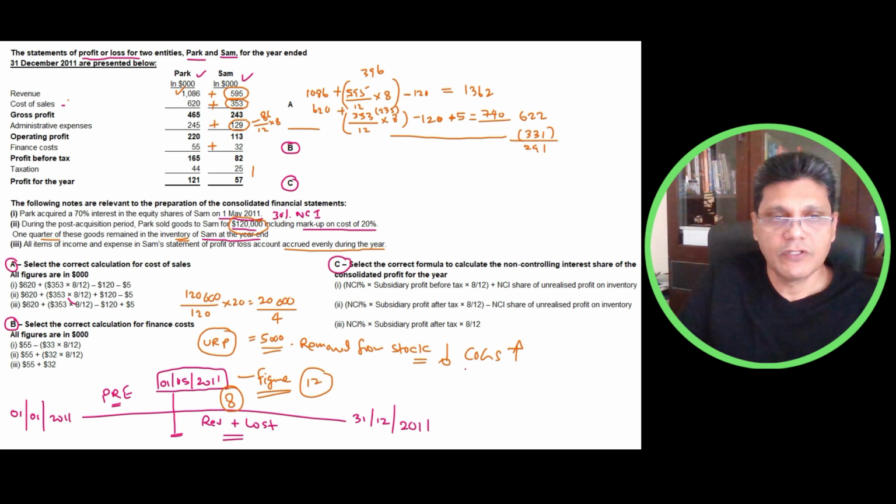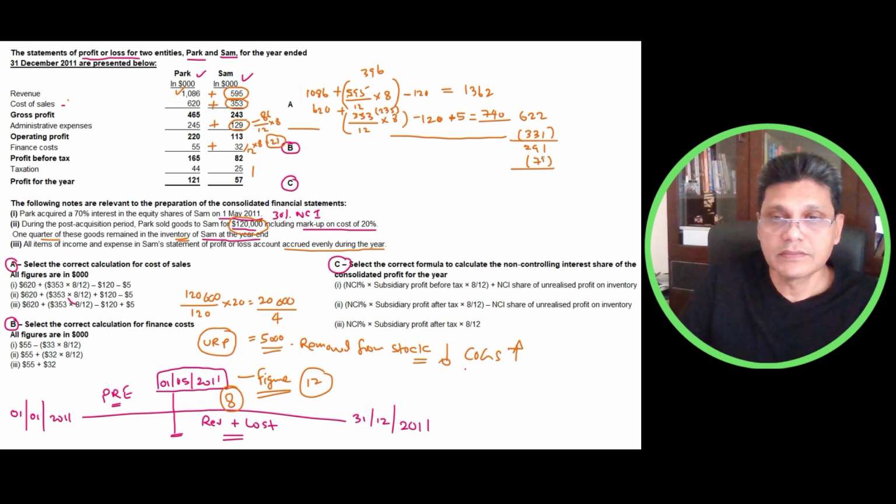Then you need to take the finance cost. In a similar way, 55 plus 32, where 32 has to be divided by 12 times 8. That amount will be how much? 21. So 55 plus 21 will be 71. Just deduct this.